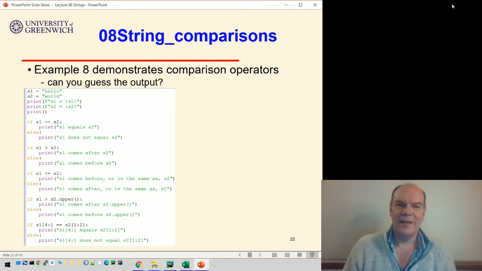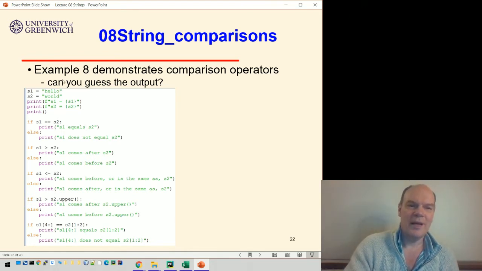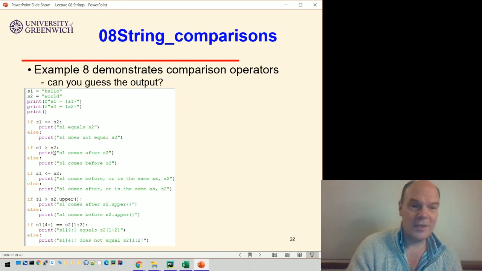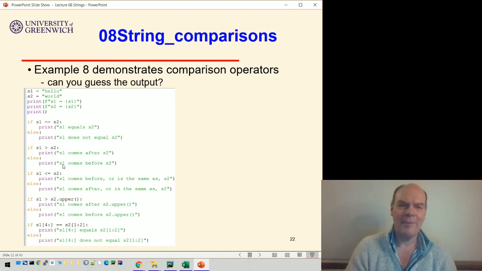So, let's see a demonstration of that. Can you guess the output? So we've got S1 is hello and S2 is world. So first question, is S1 equal to S2? Well, obviously not. They're two different strings. Is S1 greater than S2? Well, that's saying, does hello come after world? And I would say it comes before. Okay, H comes before W. You can kind of forget about the rest of the word. It's the H and the W that matters.